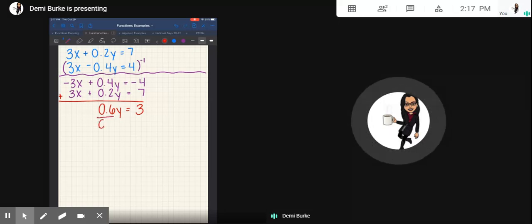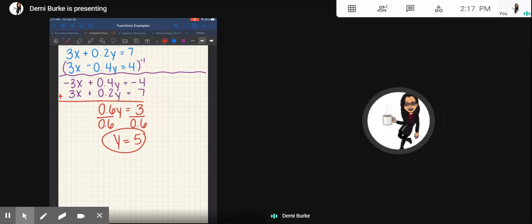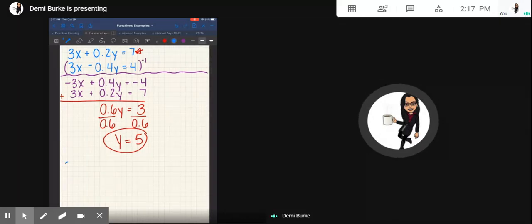3, when I divide it by 0.6, gives me y equals 5. And I want to plug that back in to one of my equations up at the top. The top one, like we mentioned earlier, this top one up here, I'll put the red star next to it, doesn't have negatives in it. So that looks like the friendliest choice to me. So we have 3x plus 0.2, whatever y was, equals 7. And that whatever y was 5.